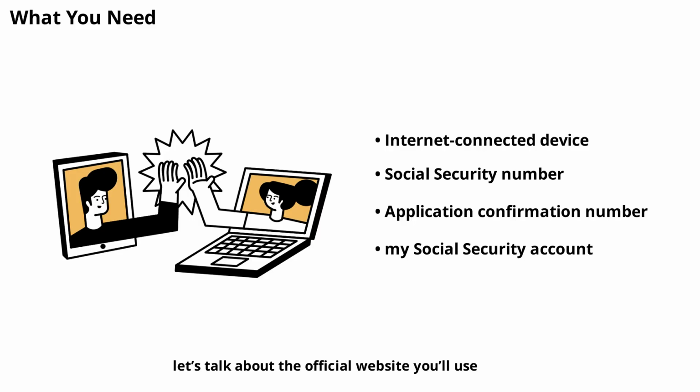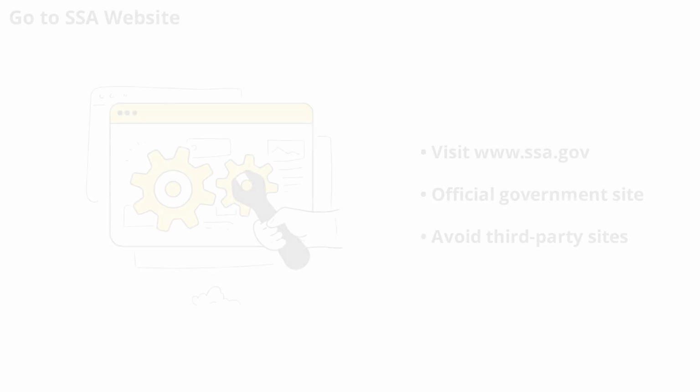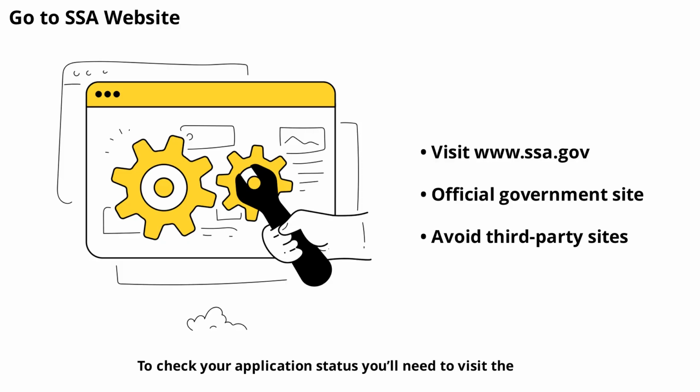Next, let's talk about the official website you'll use. To check your application status, you'll need to visit the official Social Security Administration website. Open your preferred web browser and type in www.ssa.gov. This is the only official site for Social Security services, so be cautious of lookalike or third-party sites. Once you're on the homepage, you'll find a range of services, including the option to check your application status.